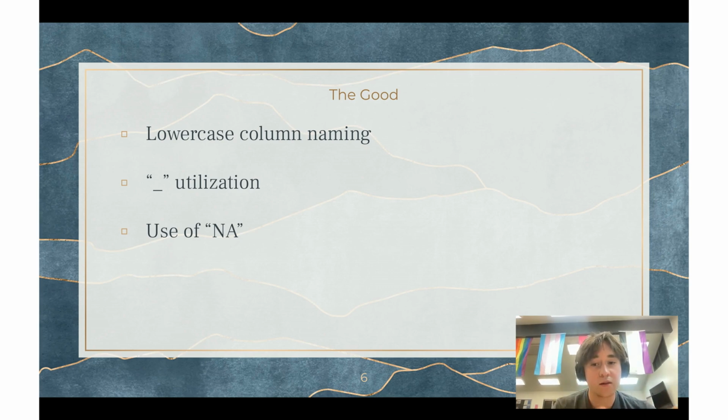There was lots of utilization of the underscores, which is good practice because computers can't read spaces in column names. And the consistent use of NA, capital N, capital A, for missing values was good, because if there was NA capitalized and then NA uncapitalized, you would have missed some values if you were trying to select for the NA.